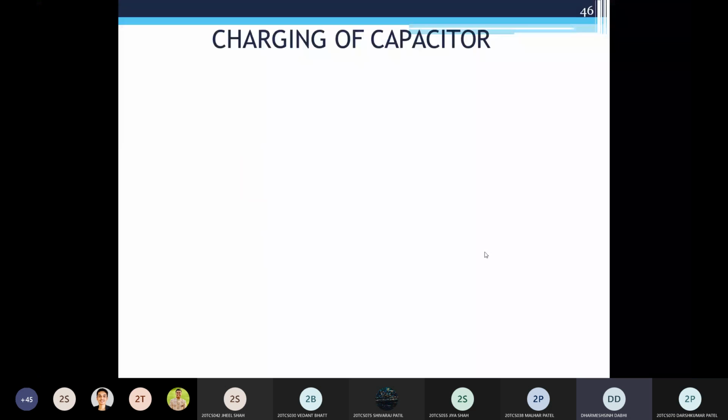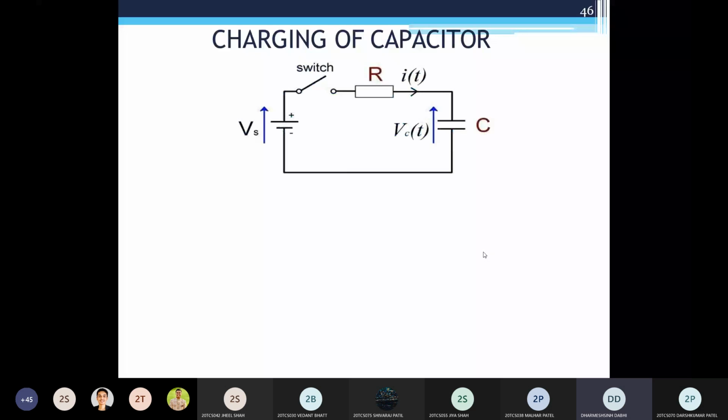Okay. So let's start the new topic: charging of the capacitor and discharging of the capacitor. So let's understand this by taking this figure as a reference. Here you can see the supply voltage Vs. You can assume this is a battery. A resistance and a capacitor are connected in series, and in series we connect the switch. Now initially it is open. Assume that initially this capacitor is uncharged, meaning there is no charge on the plates of this capacitor. Clear?